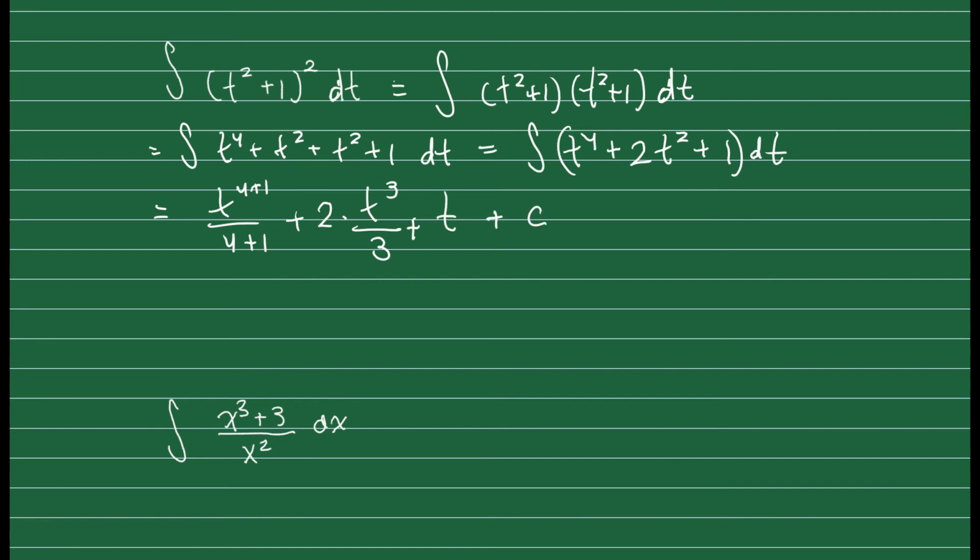Here we go ahead and simplify. t to the 4 plus 1 is t to the 5th power over 5, plus 2/3 t to the 3rd power plus t plus c. And you can go ahead and take the derivative of this and verify that in fact you do get this part here. This is little f of x, this is capital F of x, where you have your constant of integration.